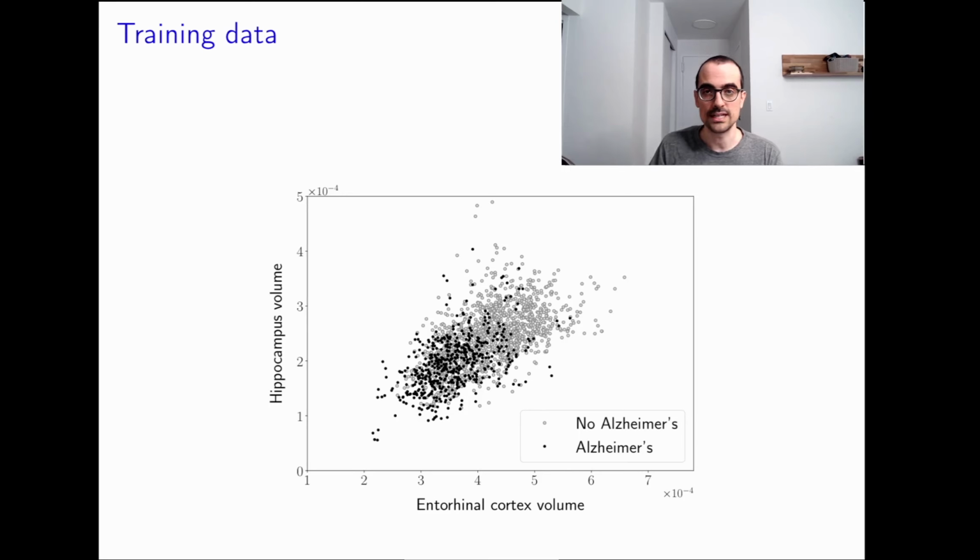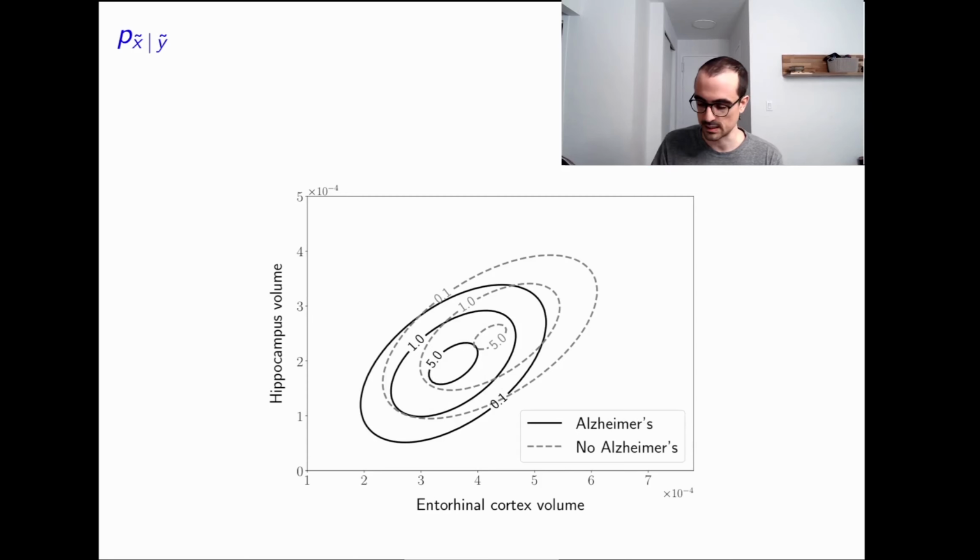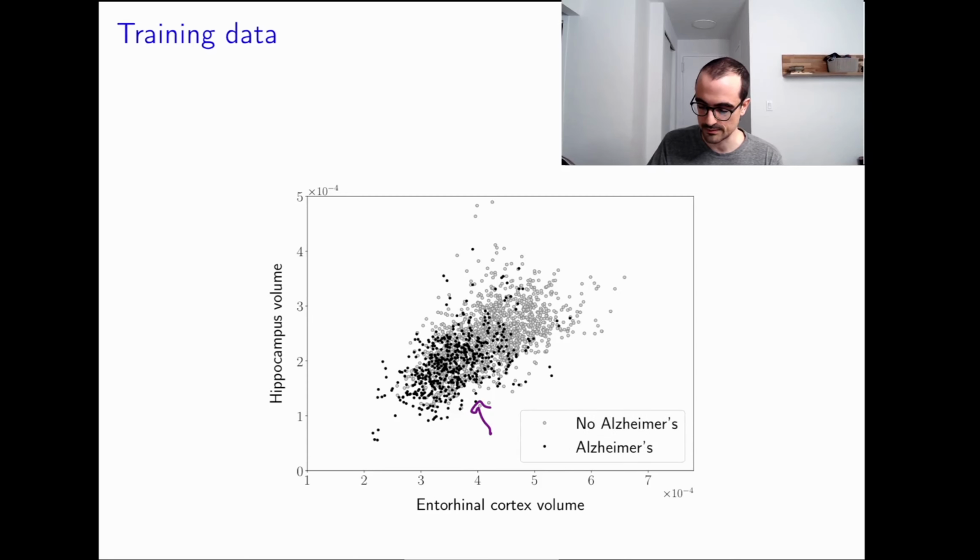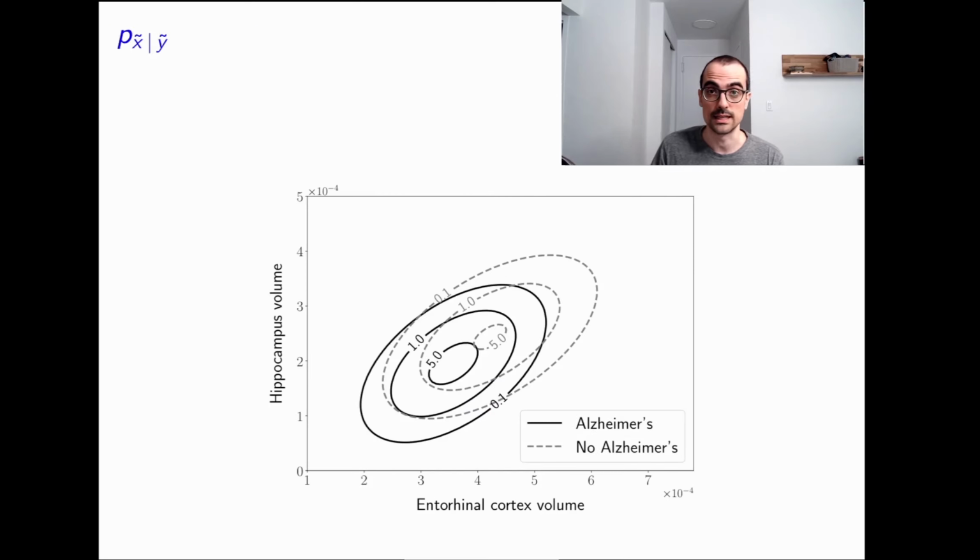Okay, so our training data. Remember, black points, Alzheimer's, light gray points, no Alzheimer's. We fit a Gaussian. And here we're actually going to see about this overlap that I was talking about, because here you can't really see it very well. There is quite a bit of overlap. You see it in the Gaussians that have been fit to the data. These are the contour lines of the density of the Gaussian fit using only people with Alzheimer's. These are the contours of the density of the Gaussian fit using people that do not have Alzheimer's. And you can see that there is an overlap. Okay, but those are our conditional distributions.